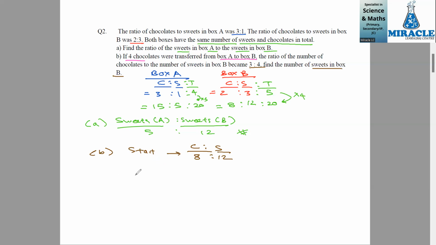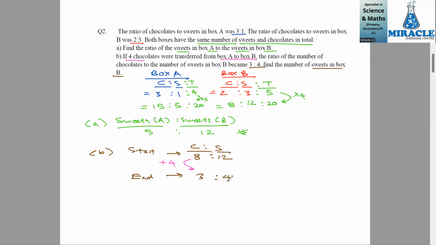And we know that in the end, this ratio becomes 3 to 4. And we know that 4 chocolates were transferred from box A to box B. So from chocolates, there were 4 that was added. And we know that nothing happened to the number of sweets. So we realize that for part B, we are dealing with an identical single variable question. And our variable in this case is the number of sweets.